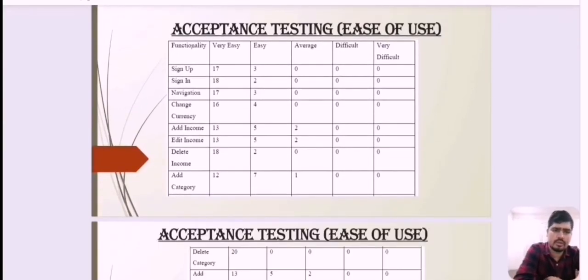The table is for the acceptance testing, a survey among 20 users. So this is all their feedback. It's actually user friendly, so it's easy to use for all users, people of all ages.